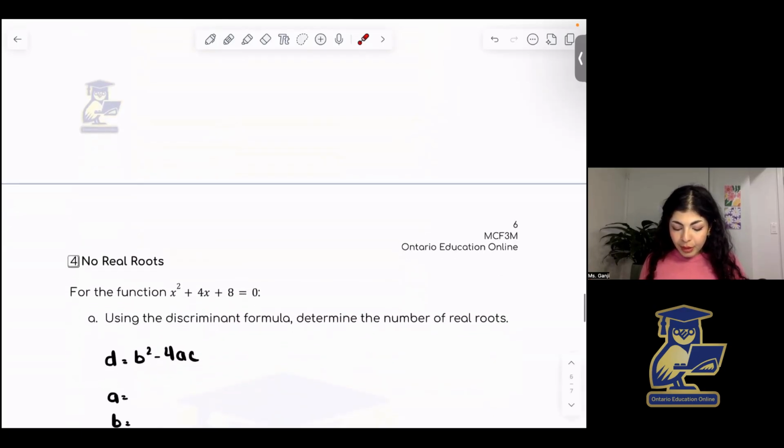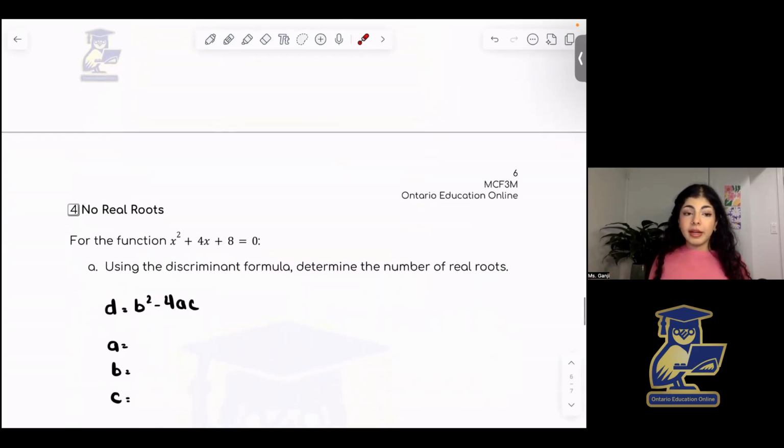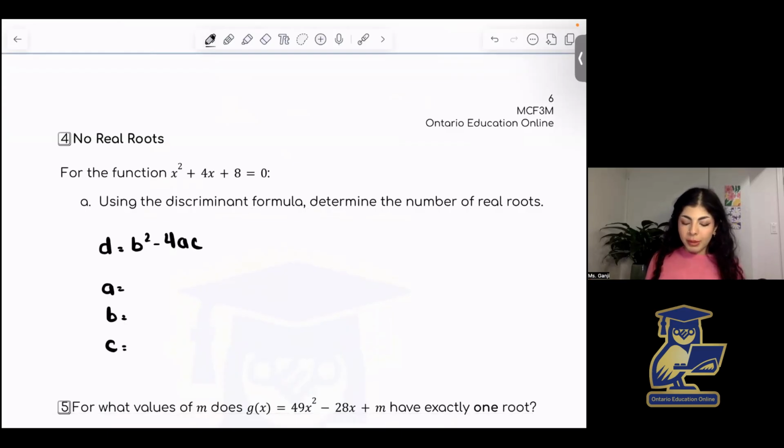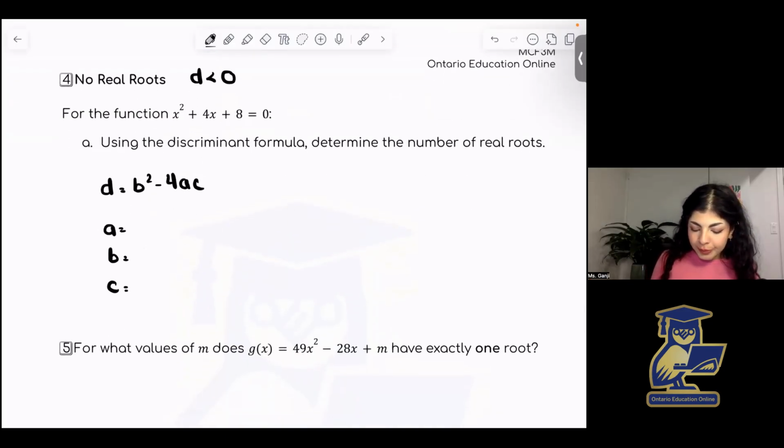Now, for this last example where I've already told you there's no real roots, I just want you to try to practice and see what problems like this could look like as well. So with knowing that there's no real roots, we expect D to be less than 0. So we're just going to check. So A here is 1, B is 4, and C is 8.